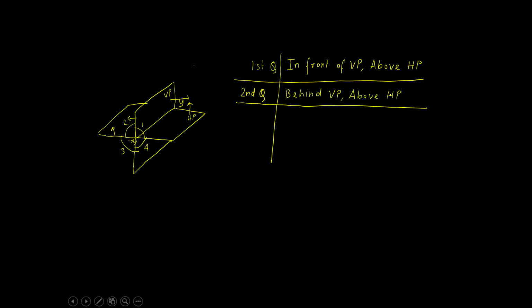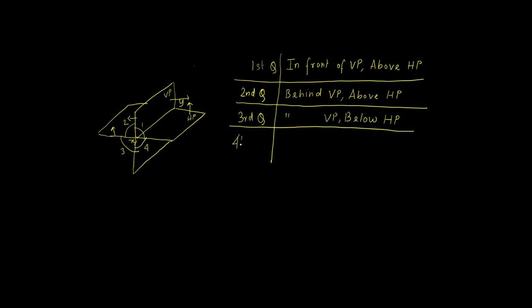This is how you can describe the position of the object if it is in the second quadrant. Now, if the object is in the third quadrant, how can you describe its position? It is still behind VP, but now it is below HP. So this is how you can describe the position of the object if it is in the third quadrant.